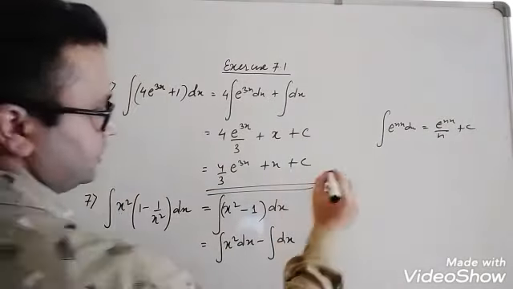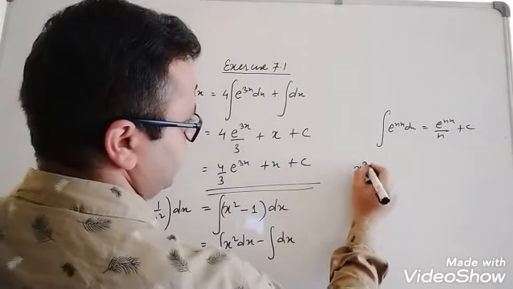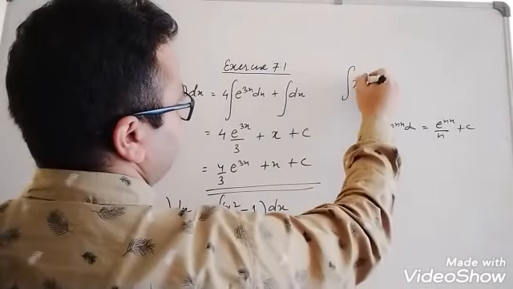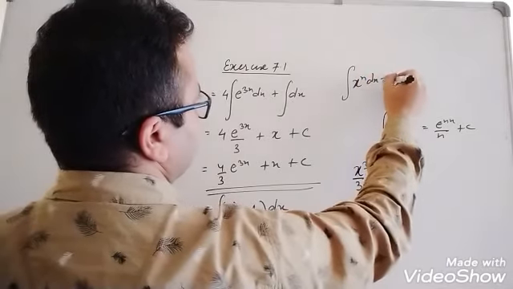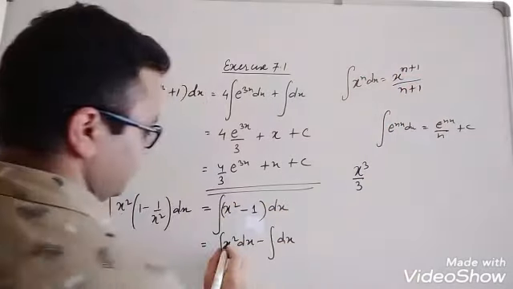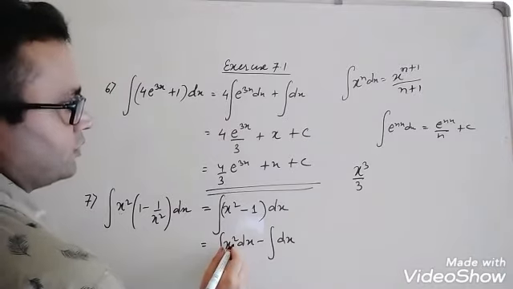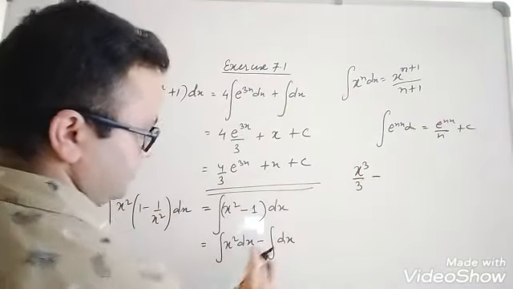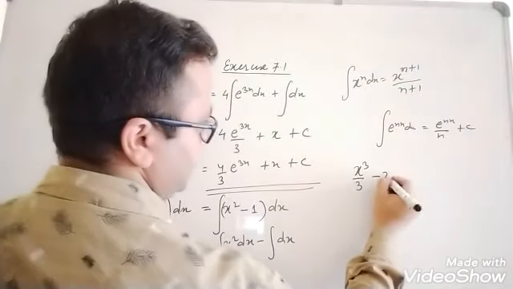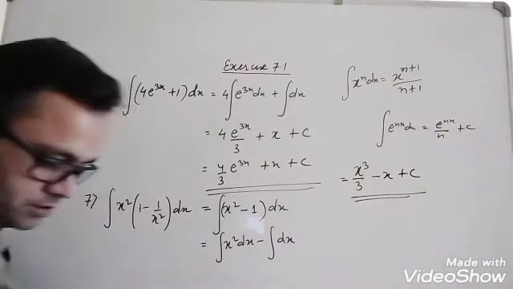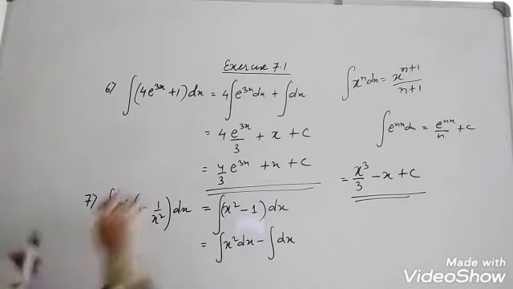So this equals integration of x square is x cube by 3, because integration of x to the power n dx equals x to the power n plus 1 by n plus 1. Here power is 2, so 2 plus 1 is 3, in denominator 2 plus 1 is 3, minus integration of dx is x plus c. So this is the answer. Similarly, question number 8.